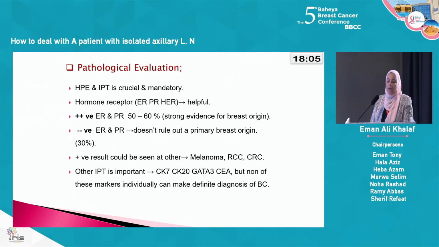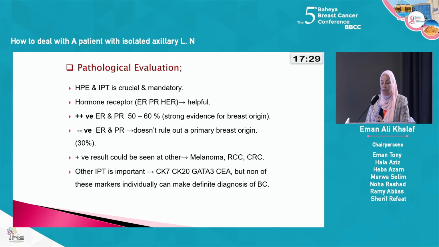Number one, pathology. The histopathology examination and the immunophenotyping are very crucial and mandatory in such cases. The hormone receptors ER, PR, HER2 are very helpful. If we have positive ER and PR, it indicates very strong evidence for breast origin. But actually it is positive only in 50 to 60% of the cases, while negative ER, PR does not rule out primary breast origin. It was present in about 30% of the cases. As well, we can see positive ER in other malignancies like melanoma, renal cell carcinoma and colorectal cancer.